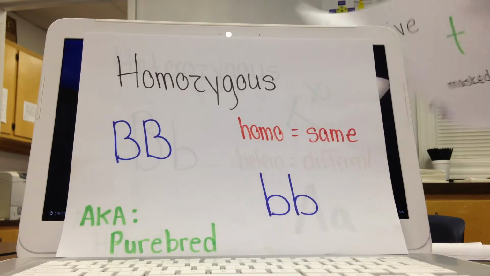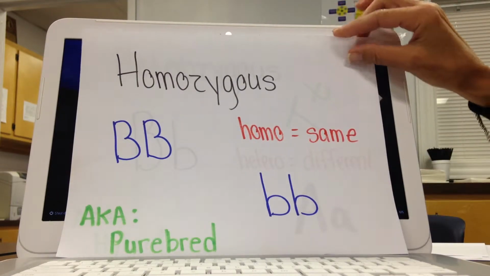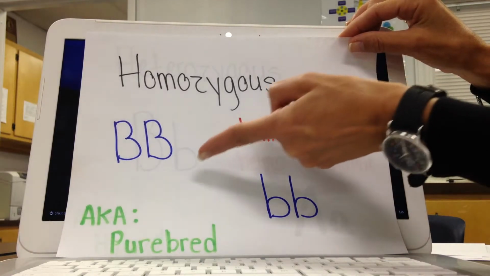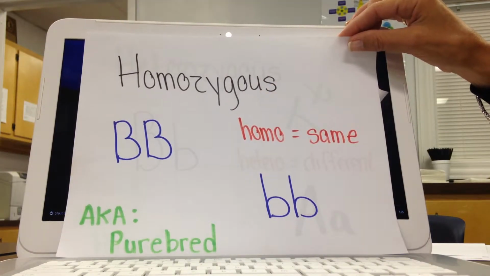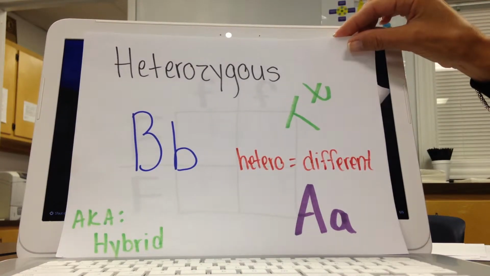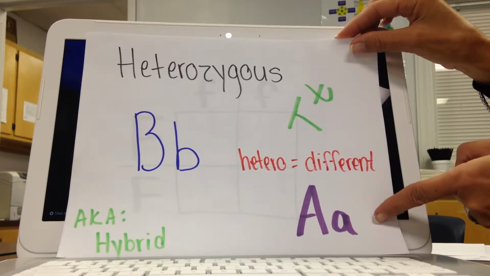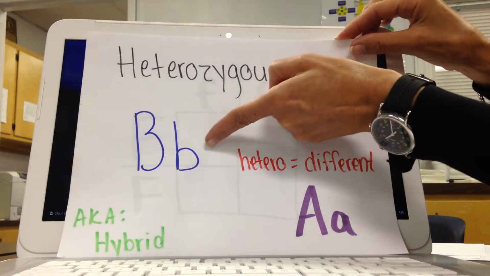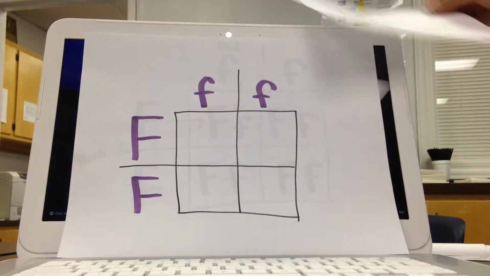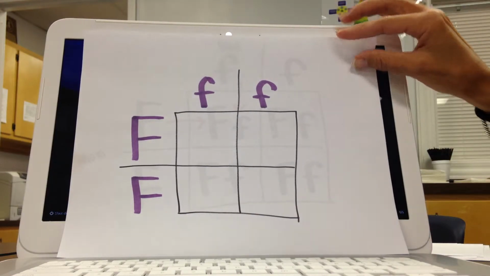Another term is homozygous. What does homo mean? Notice the pictures look the same, or purebred. The opposite of homozygous is heterozygous. What does hetero mean? Notice these examples are different, or hybrid. Now watch how we solve or fill in this Punnett square.